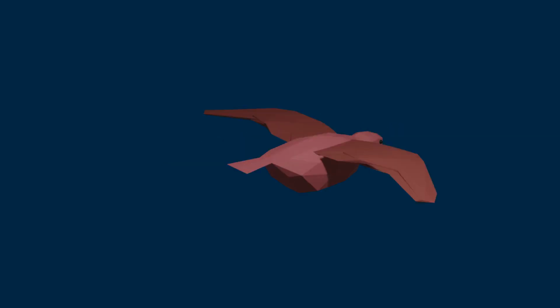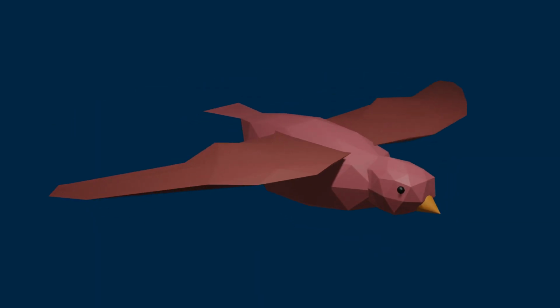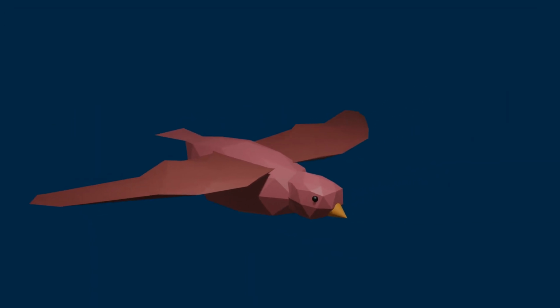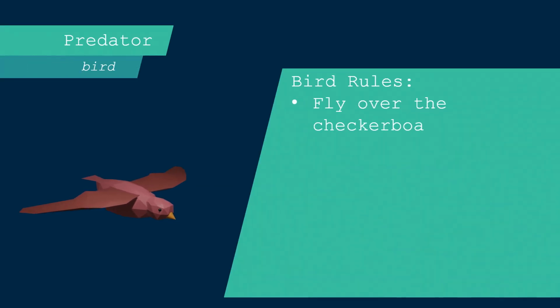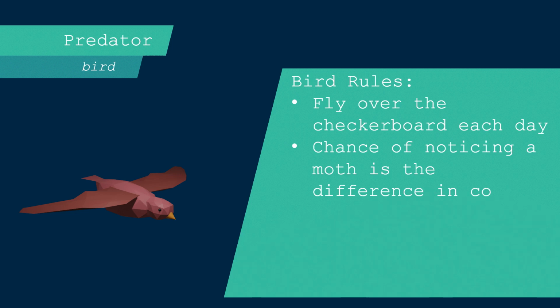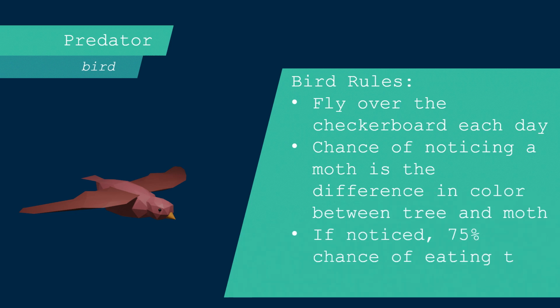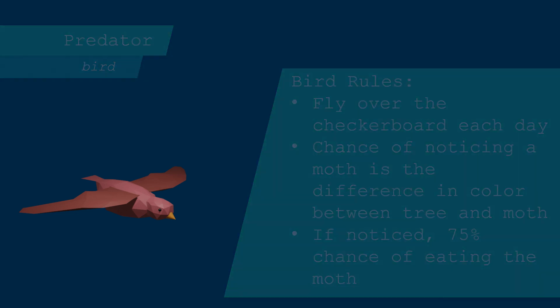Our predator in this simulation is a bird, which will fly over the grid of cubes where the moths have landed every day. The chance that the bird will notice a moth is determined by the color difference between the cube the moth is on and the color of the moth. If the bird notices the moth, it will have a 75% chance of eating it, giving an additional chance to the moth. This simulation will help us visualize how natural selection operates over time, as we watch the peppered moth population adapt to the changing environment around them.